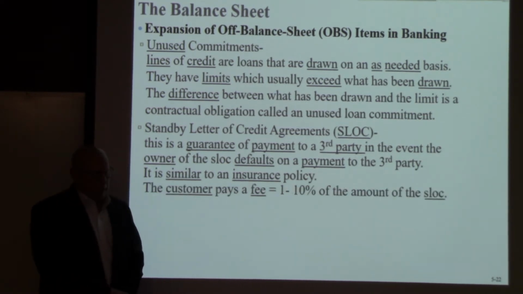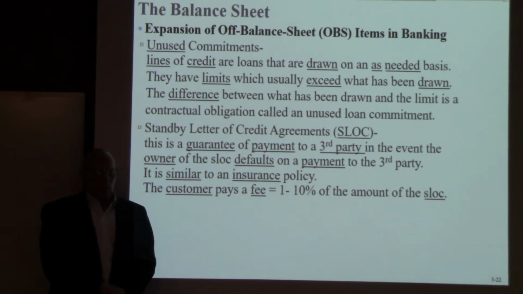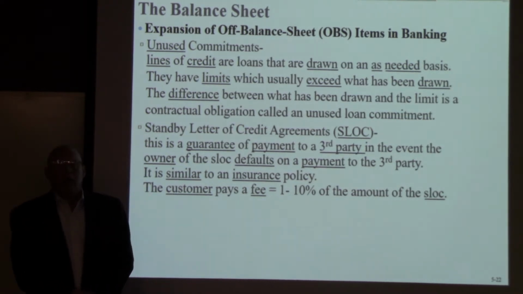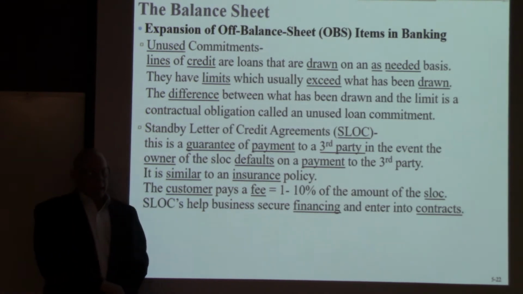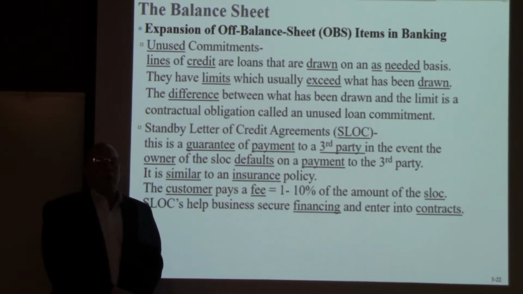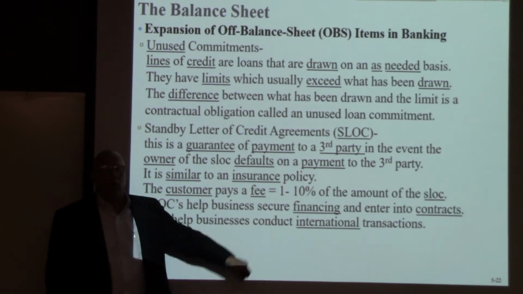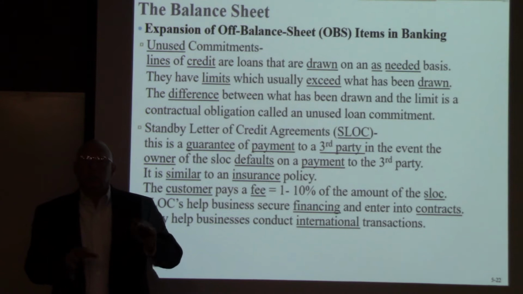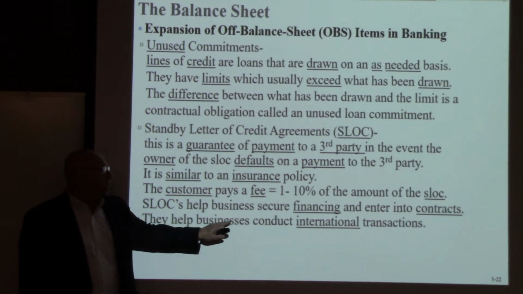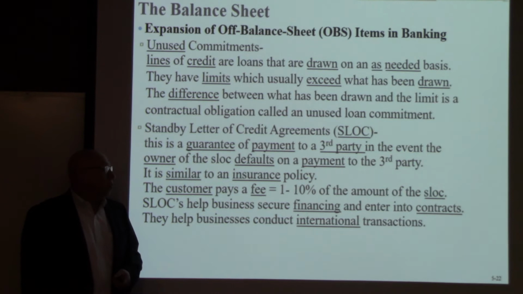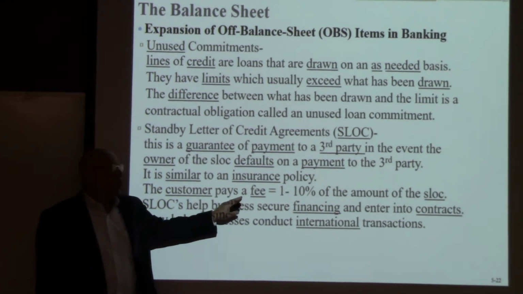The way this is structured, the customer who wants the SLOC will approach a bank and pay a fee somewhere between 1 and 10% of the total amount in the letter of credit. They're used primarily to finance contracts, and often when there are international transactions involved. When there's a great distance between companies and the people don't know each other, it helps to get an insurance policy that smooths the business transaction. It builds confidence between the two parties, knowing that a very large third party will make sure that the deal will get done.